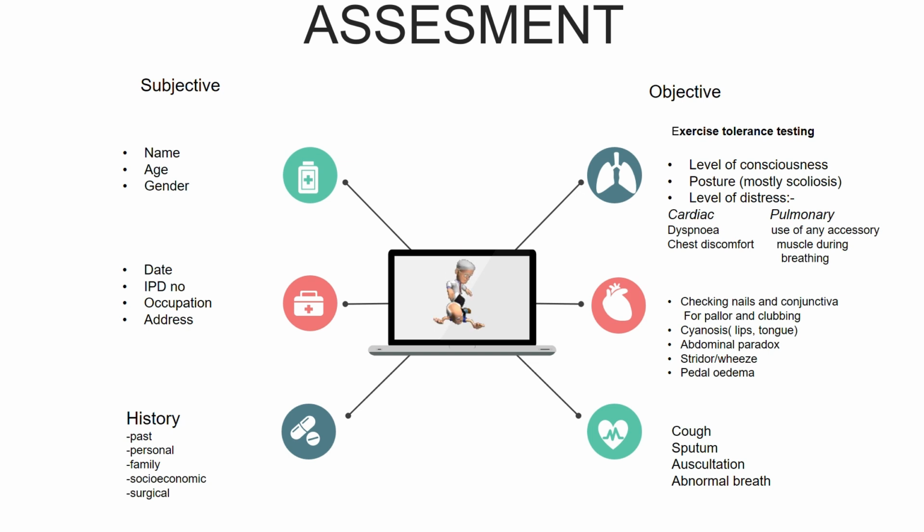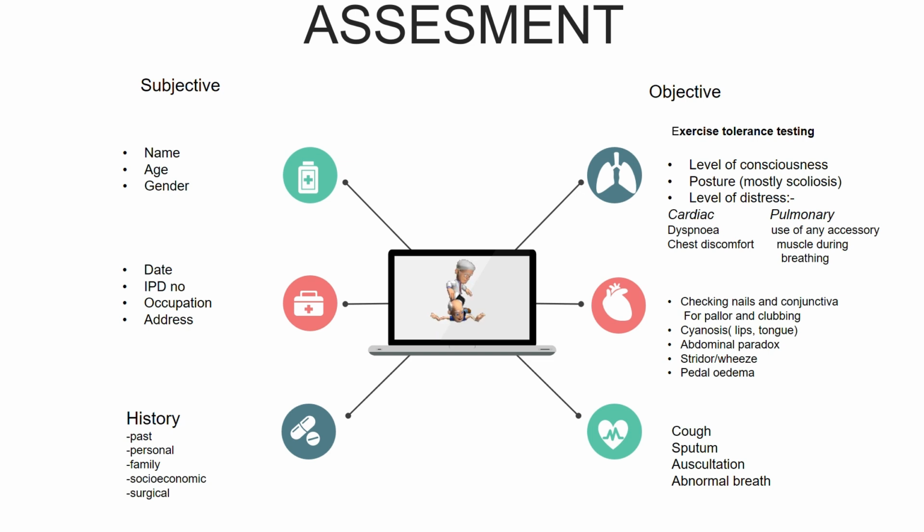Now checking for the level of consciousness. Then checking for posture, mainly kyphosis and scoliosis, which also develop with time. Checking for any levels of distress, that can be cardiac or pulmonary. We can go for pallor, that is clubbing. It can be due to low oxygen in the blood, a sign of various lung diseases like carcinoma of bronchus, bronchitis.